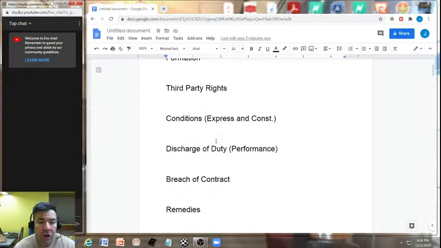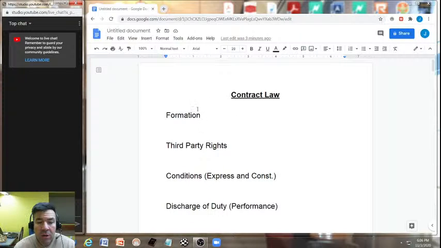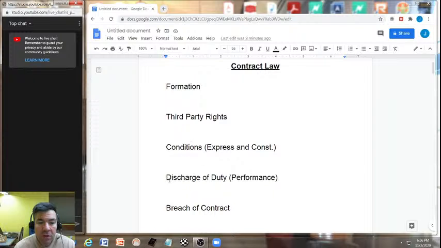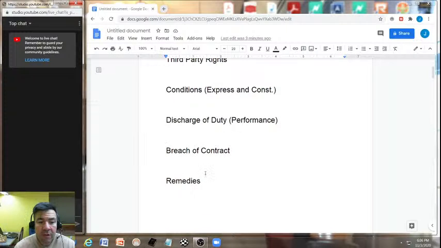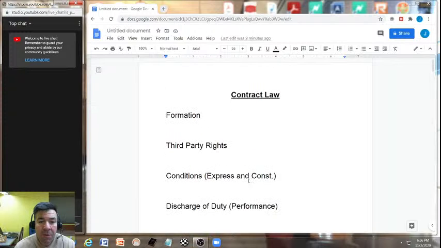There's also a discharge of the duty to perform. This is why we have the word performance here. There's breach of contract issues, and we follow all that up with remedies. Again, formation, third-party rights, conditions, discharge of the duty to perform, breach of contract, and remedies is our shopping list for contract law. Let's break all of these areas out and talk about them.